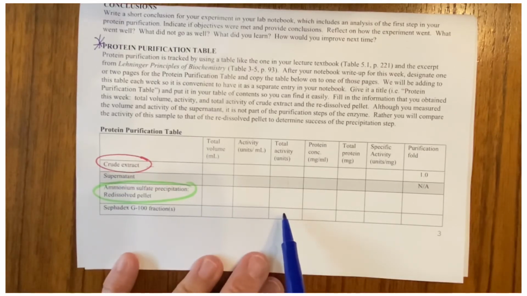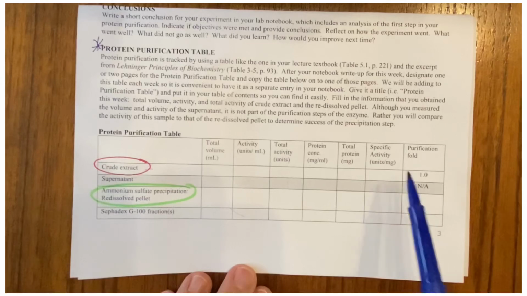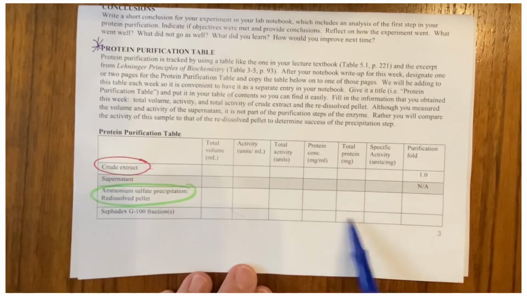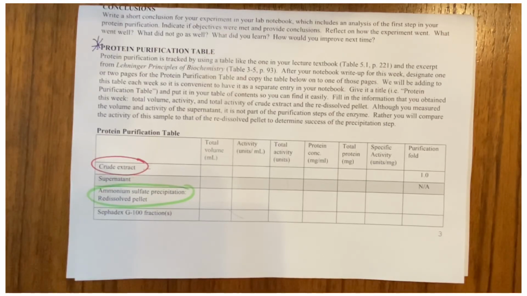So once this lab is over, you should have the data for all of this. And then the lab we do this week, you will get the data for this part. So after this week, you can calculate the final purification fold and complete your table. I hope that helps. And if you have questions, just let me know.